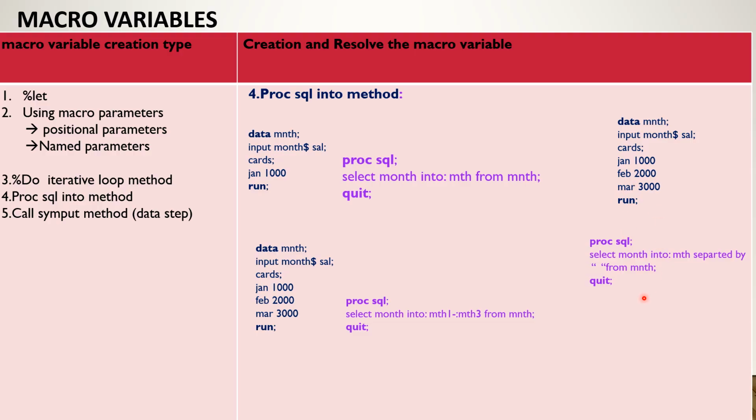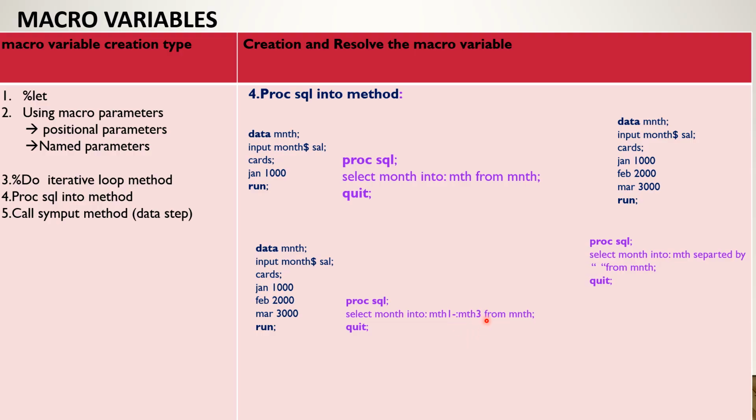Okay. So if you want each observation separately, like I need only February or only January, I need each observation as a separate variable. In that case, same proc SQL select, which variable we are going to create the macro variable for, that variable name, INTO mth1 dash mth3.